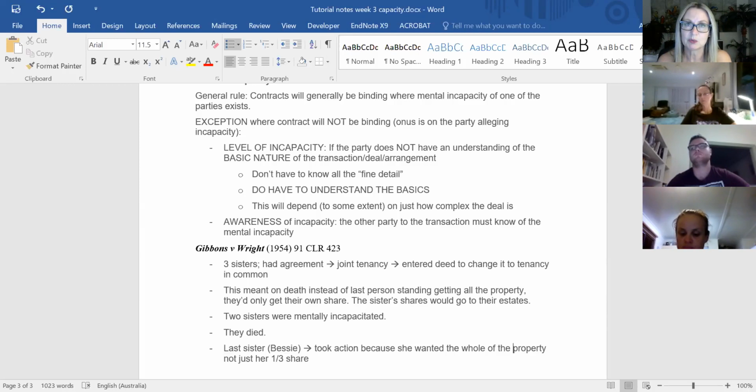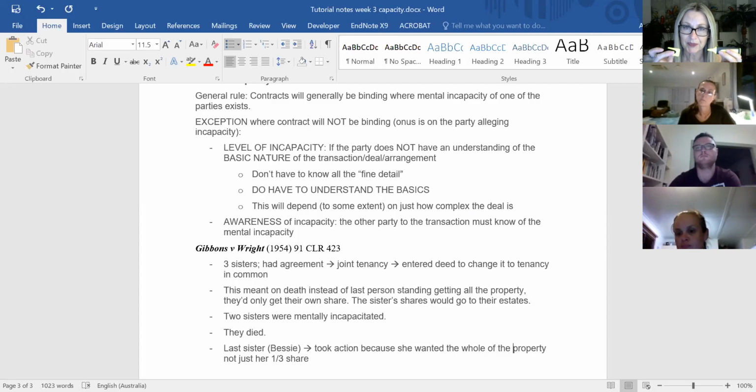The second prong was that you have to be aware of the mental incapacity. Okay. Now, there's not a whole lot of discussion on that in the case, but the problem is whether or not that element had been satisfied. The issue was that the person that can set aside the contract for their lack of mental capacity has to be the person that signed the document that's causing the problem. Okay, so because the executors of the other two sisters wanted to keep their shares, there's no way they're going to complain about that deed that gave them their share, are they?